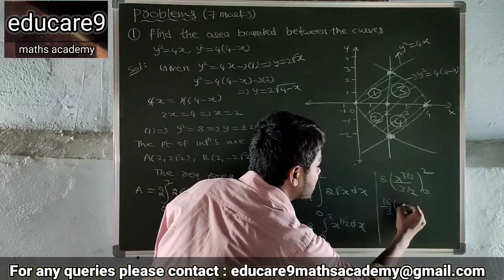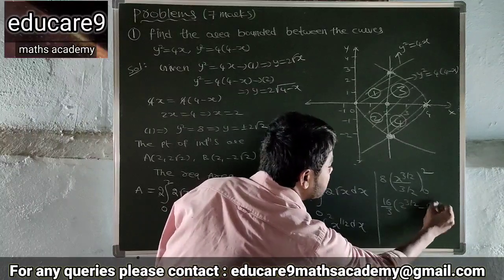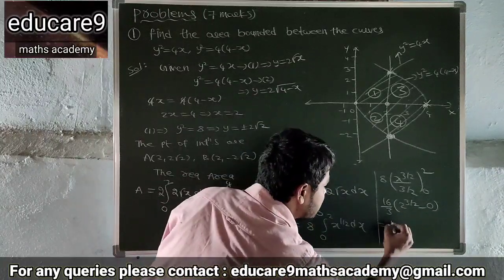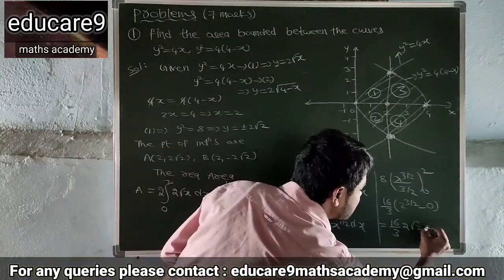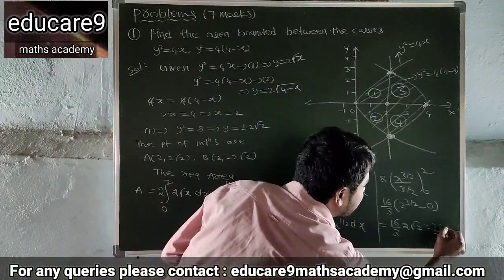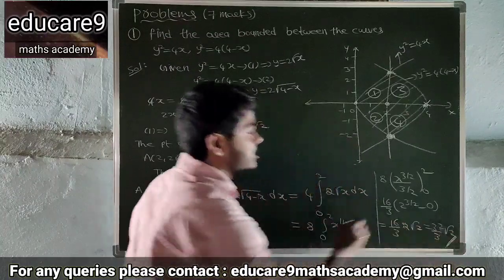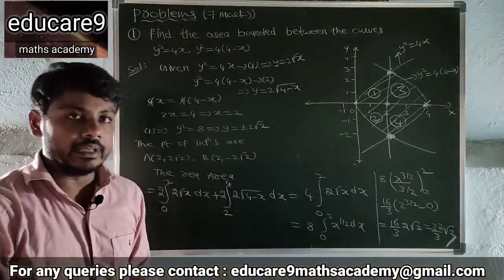Apply the upper limit first, 2 power 3 by 2 minus 0. And this is 16 by 3 into 2 root 2. So clear, this is 32 by 3 into root 2 square units. So this is the required area.